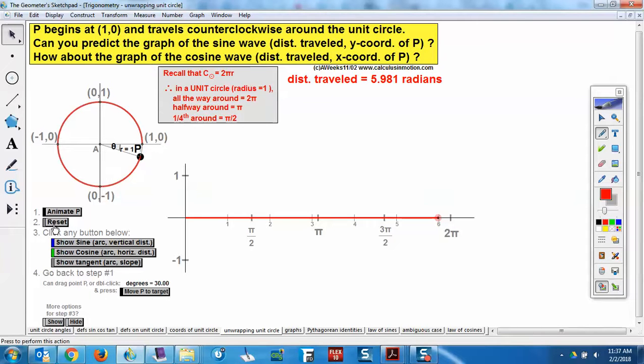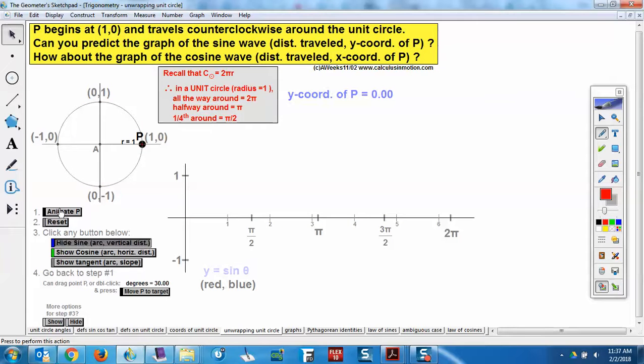Okay, now, this time let's show the sine. Now as that line goes around, remember sine is the what? Sine is the y. So as we go around, this blue length is our sine. So the red is our theta, the arc length, and blue is the sine. And so all we're graphing here is red along here and blue on the y. And so look what happens.